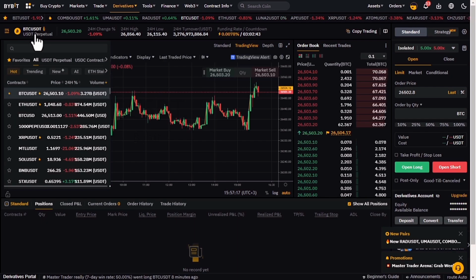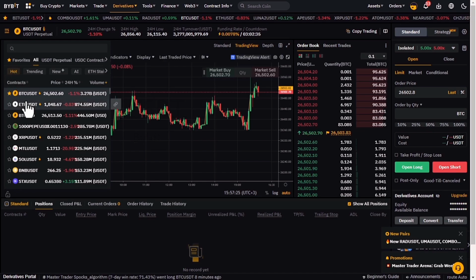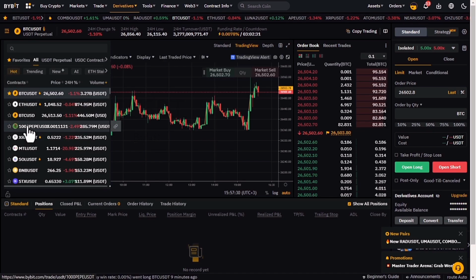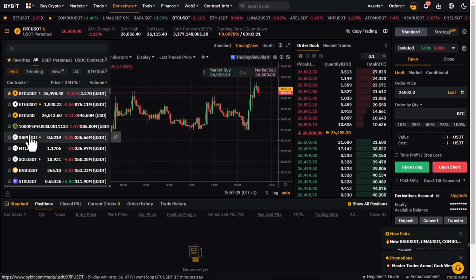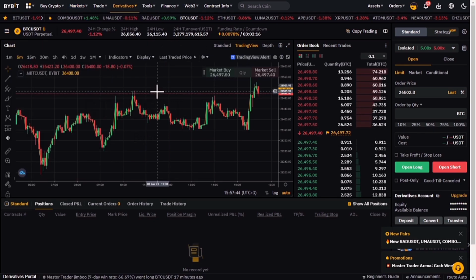So you can click up here and you can make your favorites, or if you want to search for something, it's on the hot tab. So it's showing me the hot trendy pairs right now. You can see the first one is BTC to USDT pair, Ethereum to USDT, BTC, USD, Pepe coin, and so on. You can make them favorite and they're gonna pop up here.